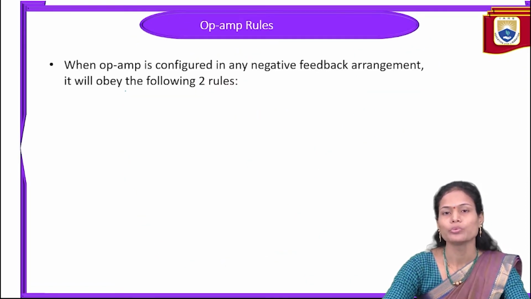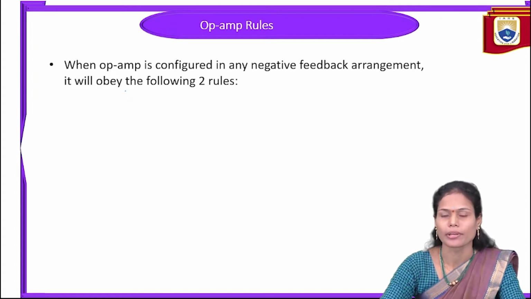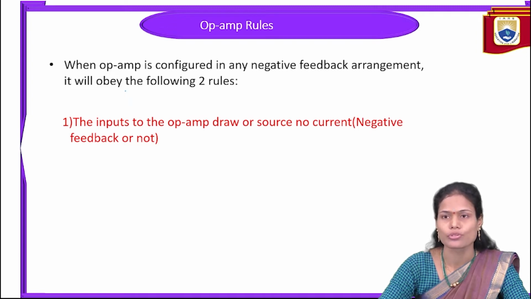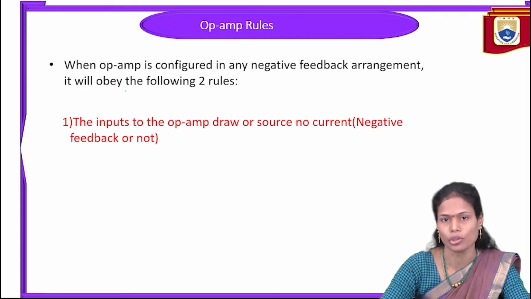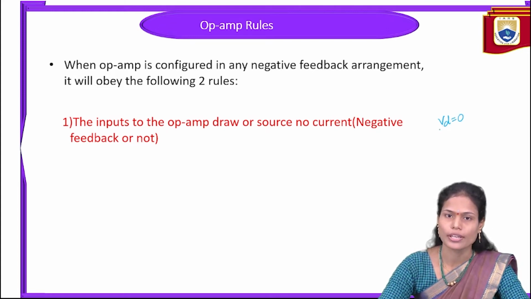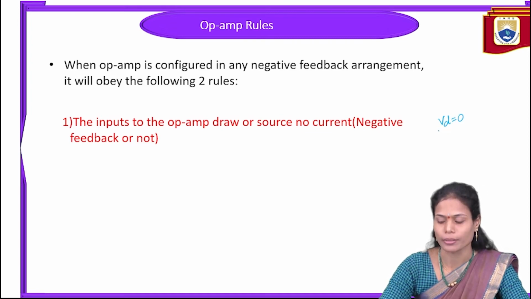In order to utilize the operational amplifier for any practical application, it should follow two rules. The first one is that the input terminals of the op-amp should not draw or source any current whenever we are not providing any external voltage. That is, whenever our differential input voltage to the operational amplifier is 0, it should not draw or source any current or voltage.